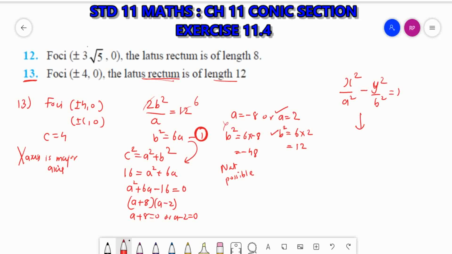So putting in this general equation, I will get x square by a square, that is 2 square, 4, minus y square by b square, that is 12, equal to 1. Clear? So this was about question 13. So use a similar method and solve question 12 by yourself. So first note down question 13.